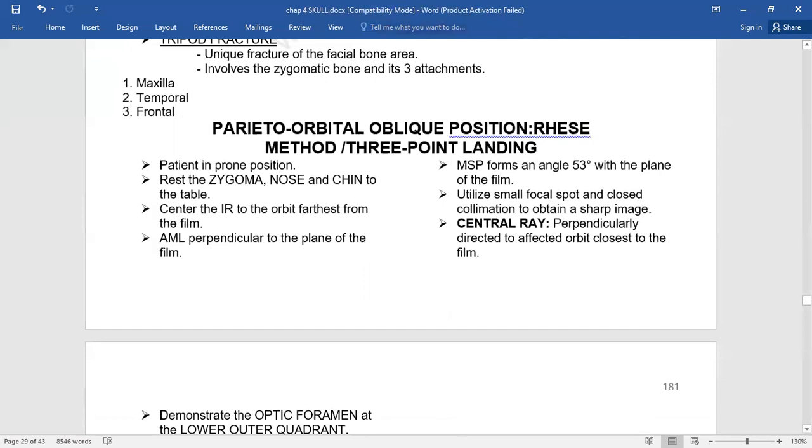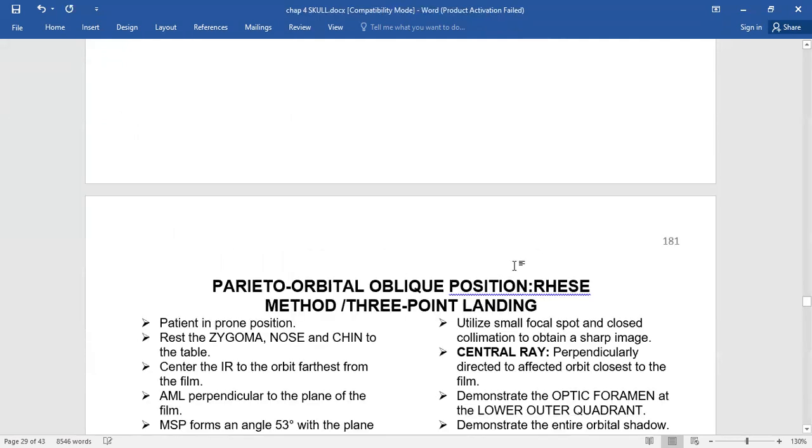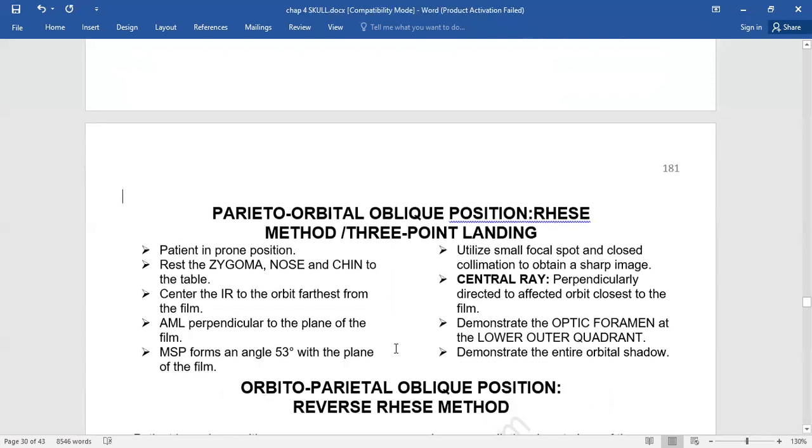So one of the most common examinations performed in orbital examination is the Rhese method, which is also referred to as the 3-point landing. Tinawag siya na 3-point landing because there are three parts of the face that come in contact with the IR: the zygoma, the nose, and the chin. Or we call that the cheek, chin, nose. So naka-prone ang patient syempre kasi paano naman mag-come in contact yung kanyang cheek, chin, and nose kapag nakasupine siya, di ba?